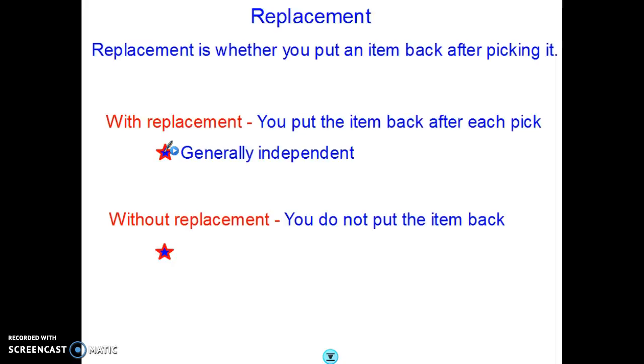Without replacement means the exact opposite. You do not put the item back. So this is what we just looked at, right? You take the lemon out, you keep it out, you don't put it back. This will generally lead to dependent events.